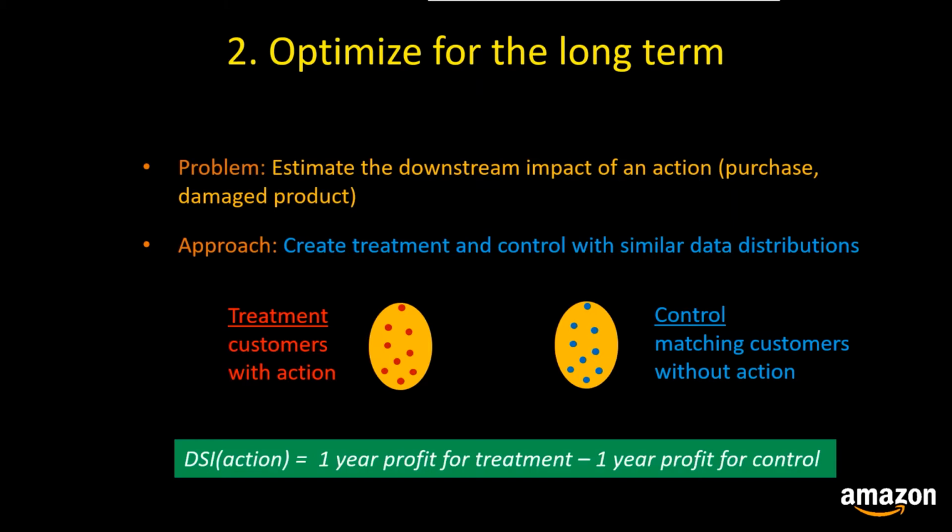So the difference in 1 year profit between treatment and control gives us the downstream impact of the action. Now, this is a very important area. In fact, the latest Nobel Prize for Economics went to the inventors of these techniques to compute downstream impact using causal inference techniques. Next slide.